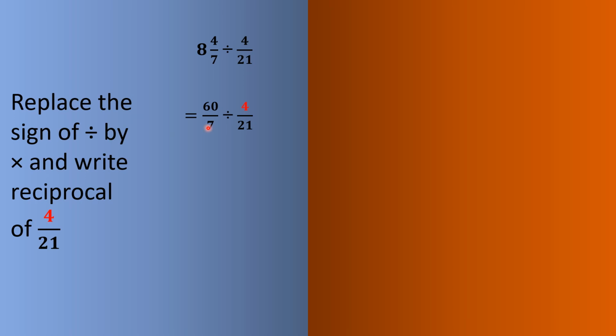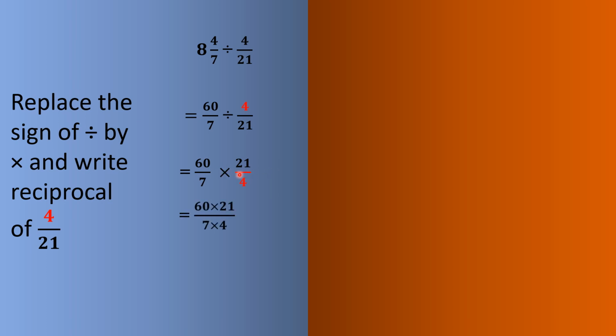So here we will replace the sign of division by the sign of multiplication and write the reciprocal of this divisor, 4 by 21. To write the reciprocal, just exchange the numerator and denominator, and our question will be like this: 60 by 7. Instead of division, there is a sign of multiplication, and here 21 by 4, which is the reciprocal of 4 by 21. Now it is a simple question of multiplication of fractions and you can solve it easily.